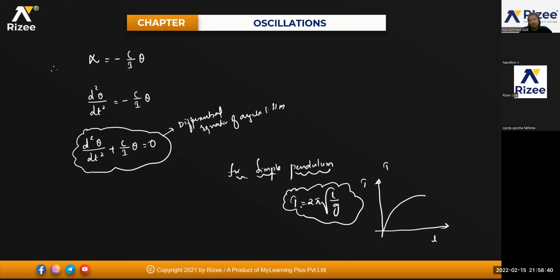If I'm writing the graph for T versus root of L, if I'm drawing the graph of T versus root of L, it will be a straight line like this, making an angle of theta.